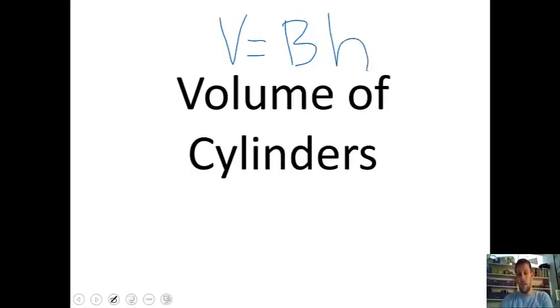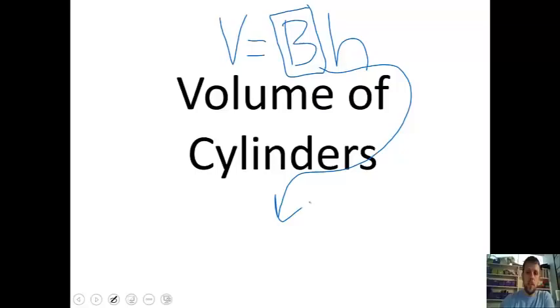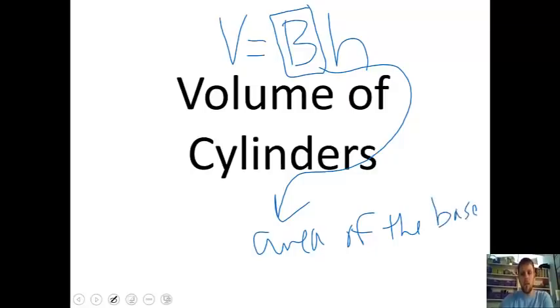Now, you need to understand that this is a little bit more complicated than just a simple multiplication problem. Big base stands for something that's really, really important. It stands for the area of the base. And when something is the area of the base, we have to identify what the formula for the area of the base is. So the area of the base, which is a circle, is pi r squared.